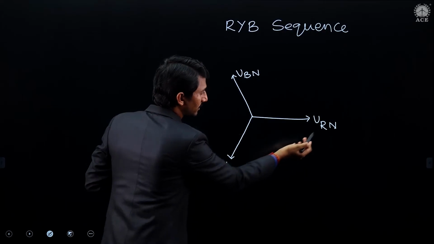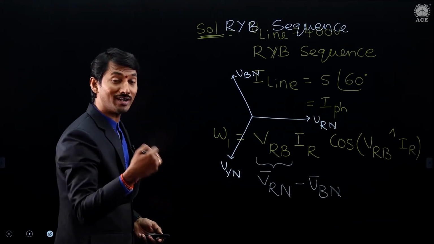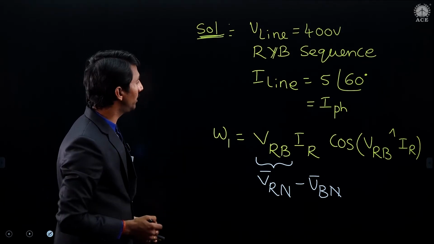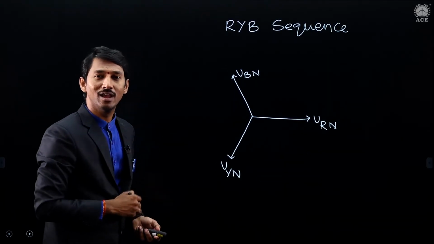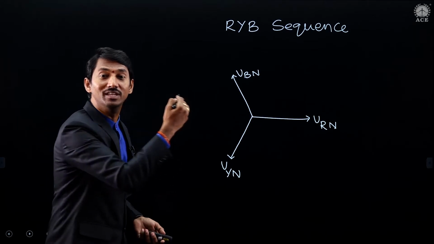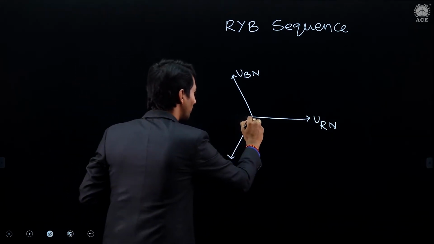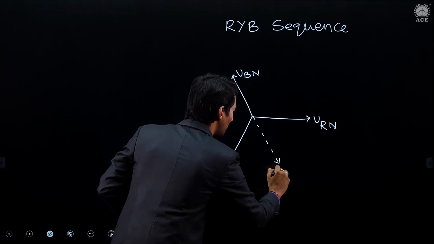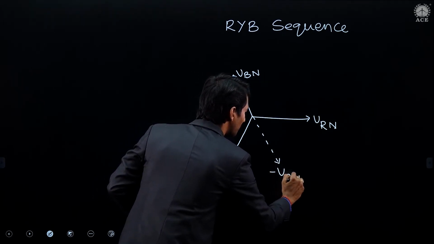VRN we require. Yes, it is there. But what other parameter do we require? Minus VBN. But what we have here is the plus VBN vector. How do we get minus VBN? We need to reverse the vector. So therefore, yes, this will be minus VBN.